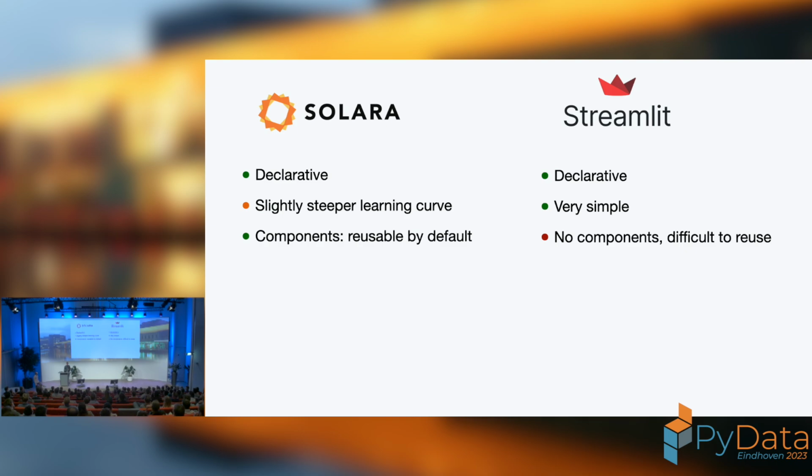In Streamlit, it's actually difficult. You can write front-end components, but you cannot easily write back-end components in Python. I've never seen an example of that. On Solara, it's the default. Everything you write is reusable by default.